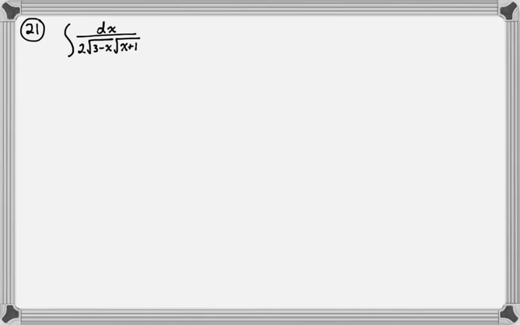So we have to decide what to do. Of the two radicals, I think I dislike radical 3 minus x more than I dislike radical x plus 1, because of that minus x situation. So I'm going to choose to let u equal that radical. So u is equal to radical 3 minus x.